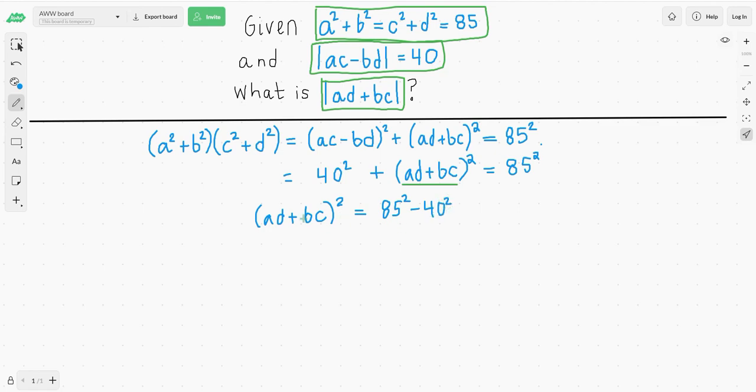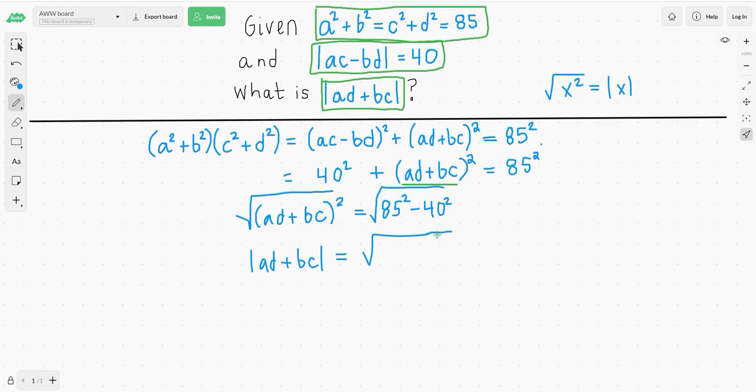All right, now we just need to solve for AD plus BC. That's what we want. We want the absolute value of AD plus BC. Remember that if you take the square root of something squared, it's the absolute value of that thing. So that's what we'll do. We'll take the square root of both sides here. So we get the absolute value of AD plus BC equals the square root of 85 squared minus 40 squared.